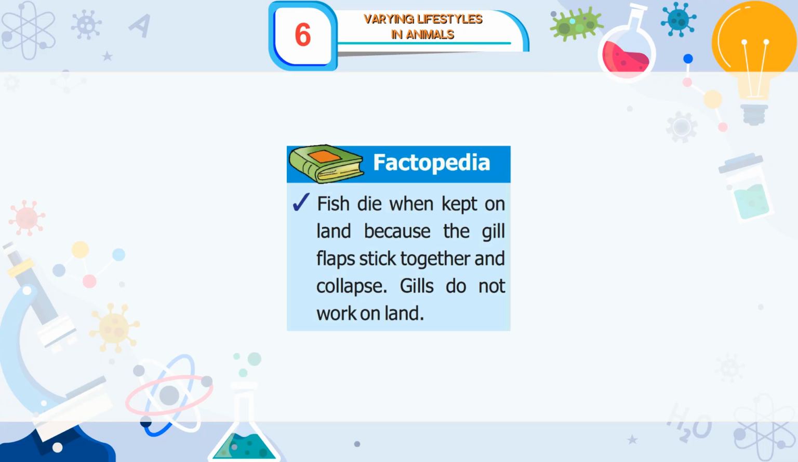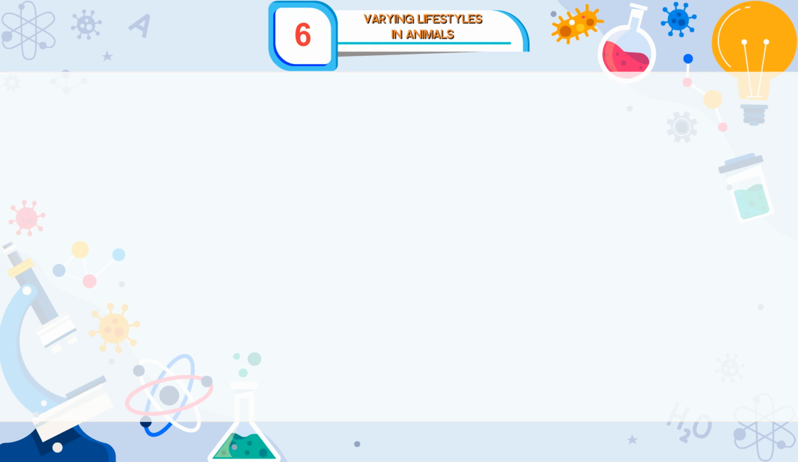Factopedia. Fish die when kept on land because the gill flaps stick together and collapse. Gills do not work on land.